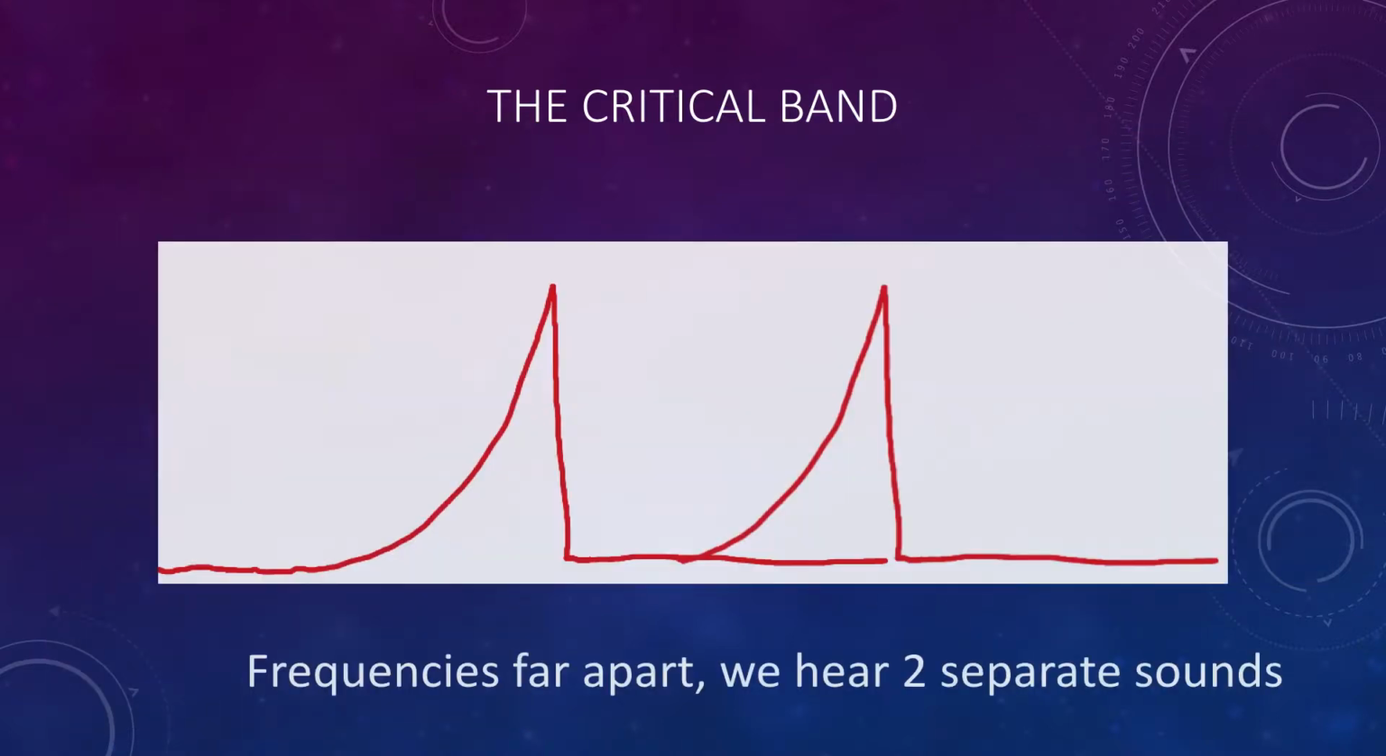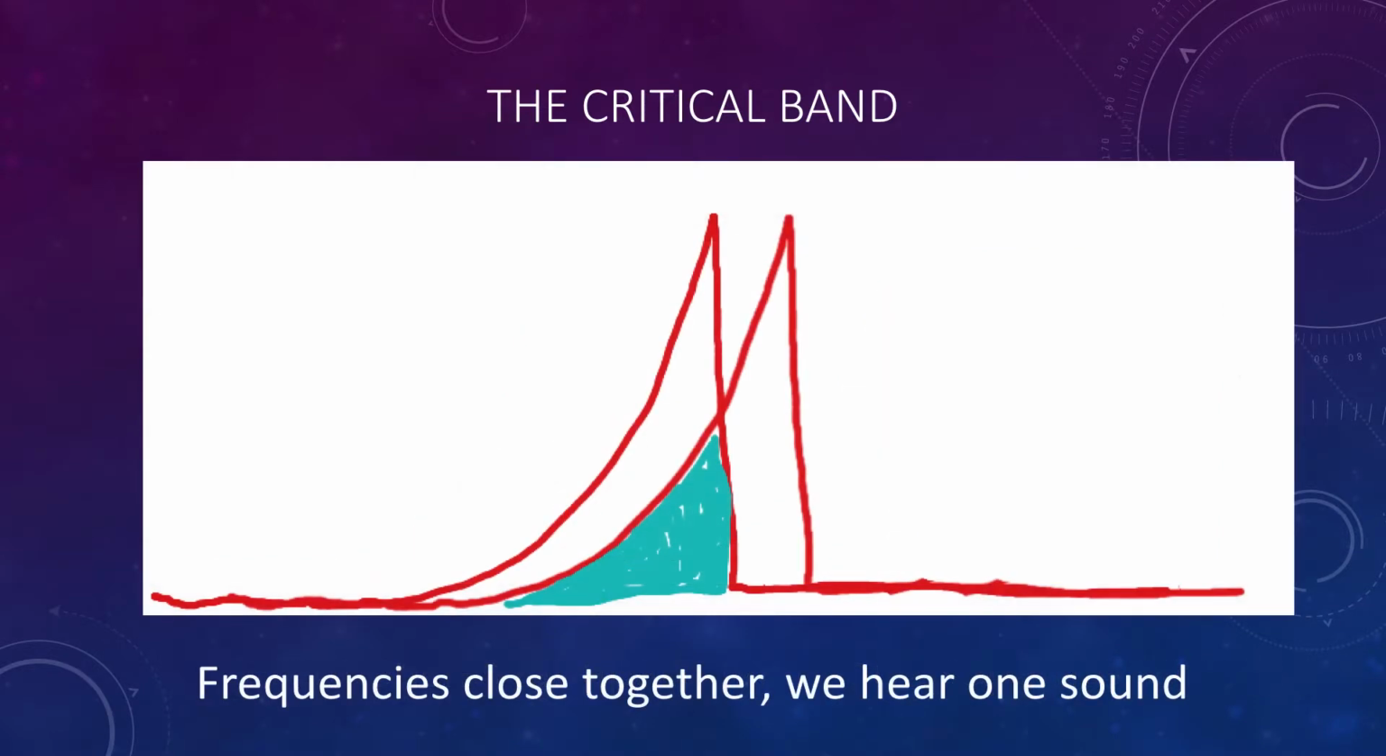If frequencies are far apart, different hair cells will sense each sound and send information to the brain that there are two separate frequencies. As two frequencies get close together, it gets harder to distinguish them as two frequencies because the sensing range of cells starts to overlap.